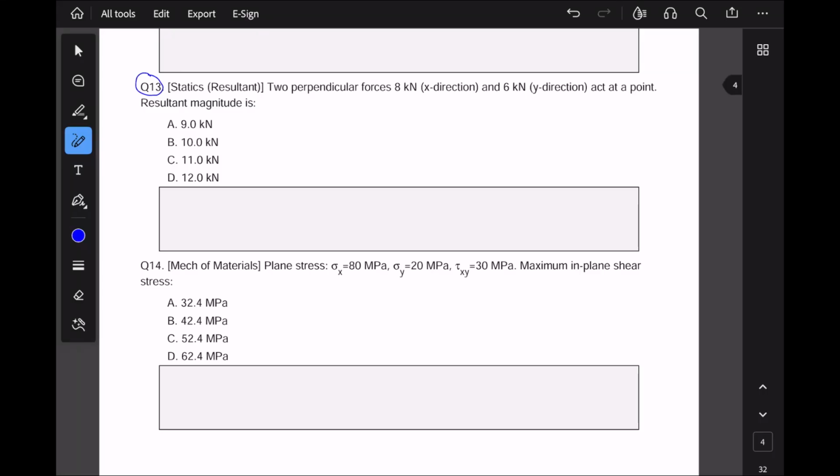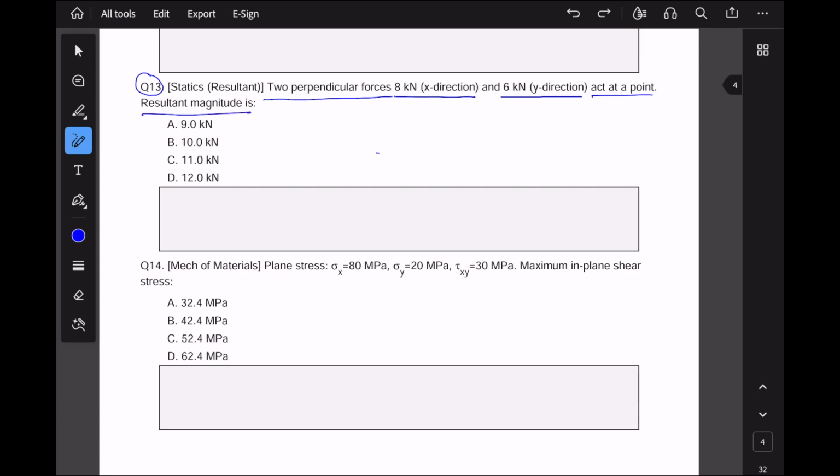Welcome back. Now we're going to be looking at question 13 in this series of solving problems for the FE exam. We have two perpendicular forces, 8 kilonewtons in the x direction and 6 kilonewtons in the y direction. Both forces are acting at a point and we need to find their resultant magnitude.